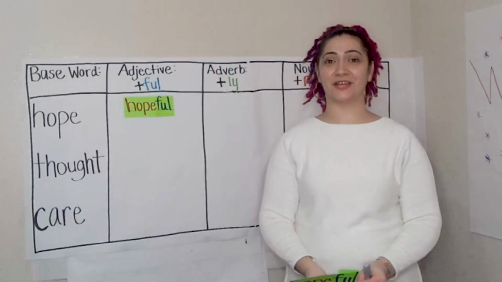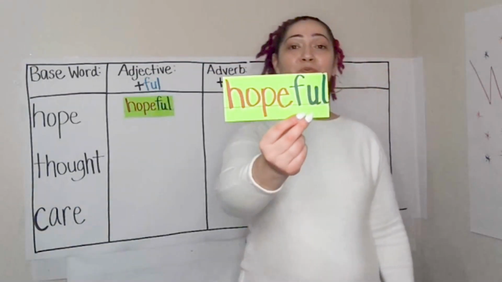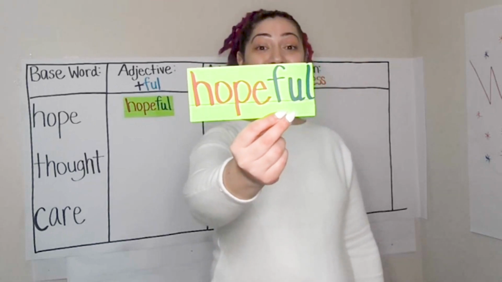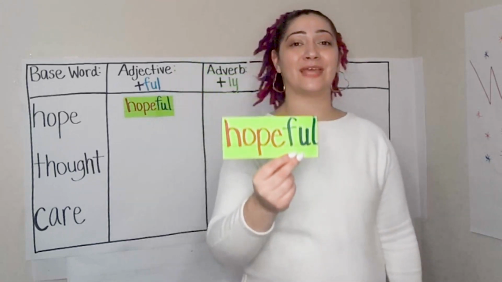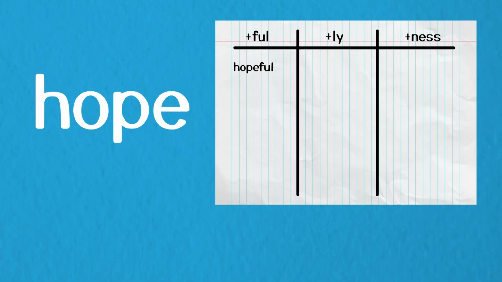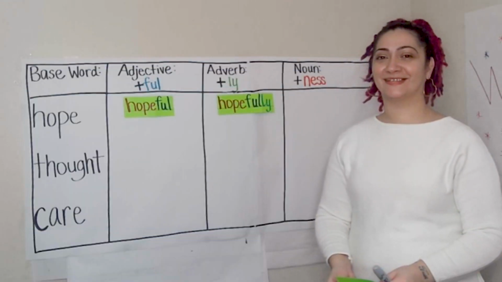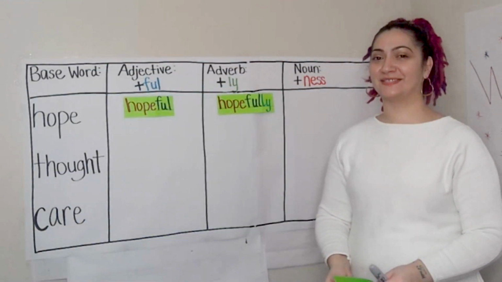All right, scholars, here's our next one. We're going to have the word hopeful. This one does already have a suffix, but hopeful is now going to have an added suffix of ly. What would our word be? You're right, hopefully. We're going to write this word in our second column, plus ly. Great job, scholars.